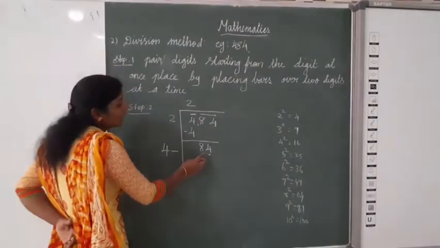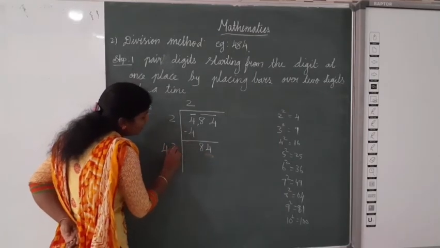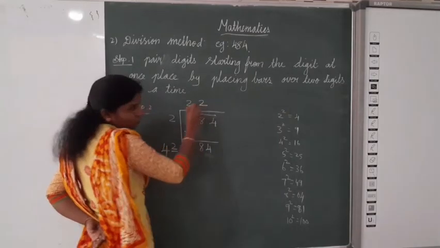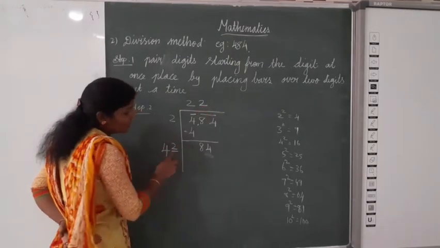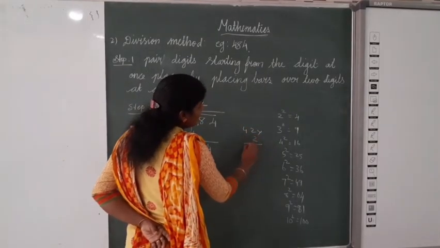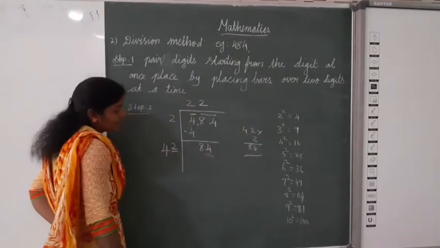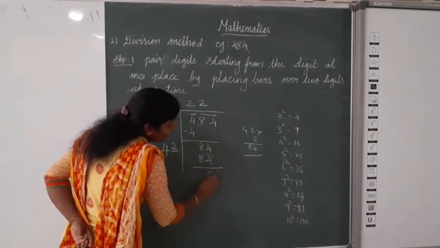Okay, now here we first need ones place 4. So we can add here 2, which means here also 2. Isn't it? Now we can multiply this 2 into 42. Okay, 42 into 2, what? 2 twos are 4, 4 twos are 8. Did we get 84? Yes. So we can write here 84, balance 0.